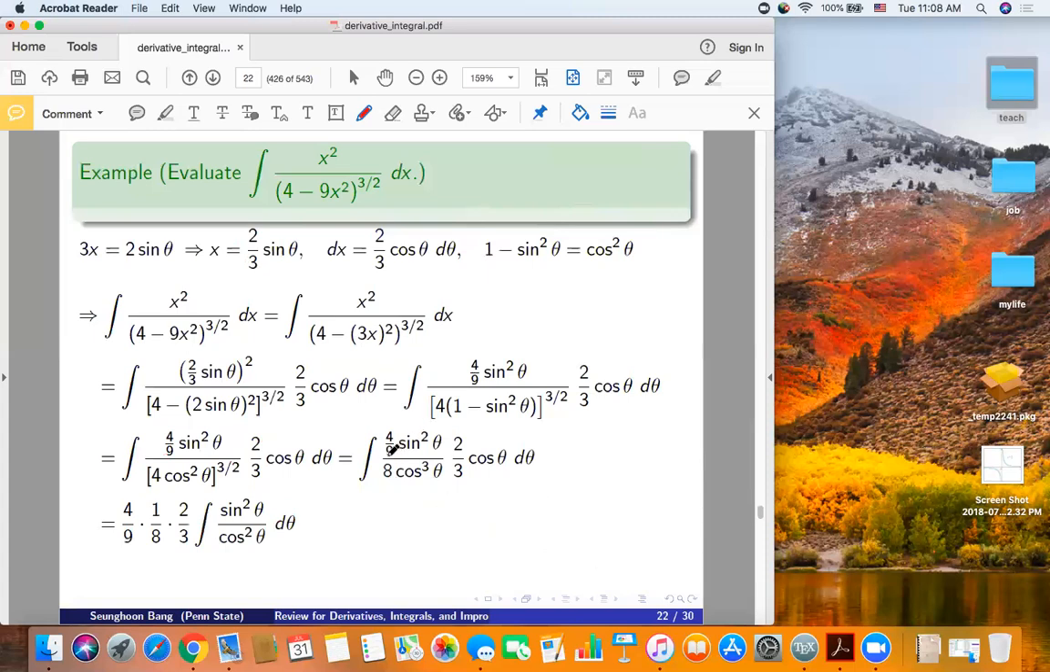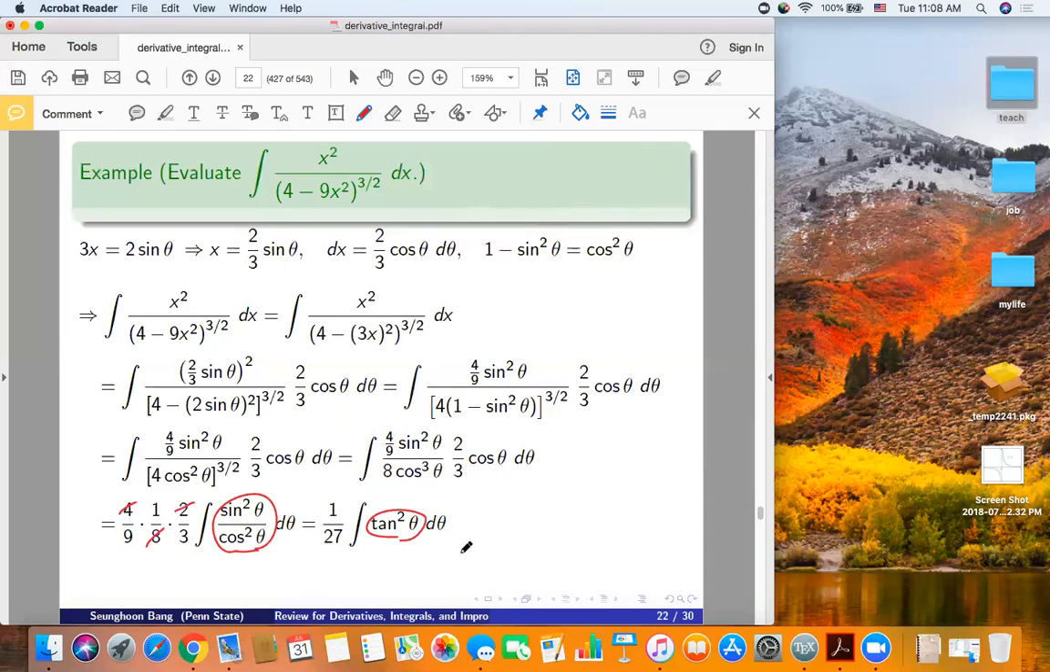Next, take out the coefficient 4 over 9. The bottom one is 8, so take out 1 over 8. You can take out 2/3 and simplify. Here, 4 is crossed out, 2 is crossed out, 8 is crossed out. We have 1 over 27 integral of sine squared over cosine squared, which is tangent squared of theta.